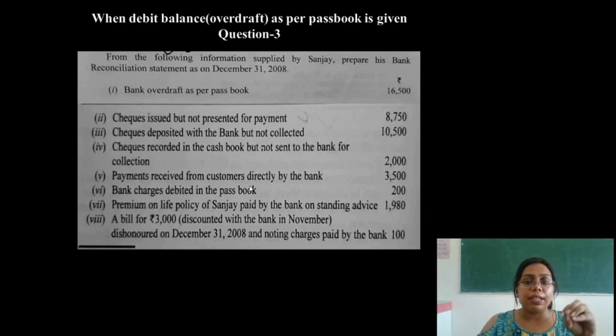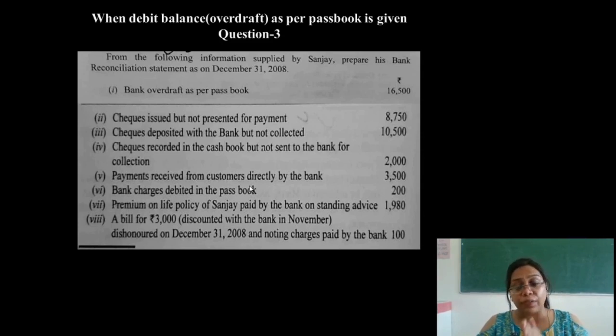Sanjay had given standing orders to the bank to pay the premium on his behalf to the company of rupees 1980. So, while preparing the cash book, if this was the situation, what have we done? Whenever I come to know that the bank has paid this amount from my account, I will deduct this amount from the bank column of my cash book. Okay, and we'll deduct this amount from my BRS as well.